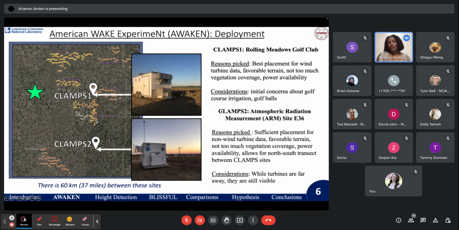So for Clamps 2, we decided on this location, which is the atmospheric radiation measurement, or ARM, site, E36 to be specific. The reason this place was picked is because it's a pretty good area outside the wind turbines. There's favorable terrain here too, so not too much vegetation cover. As we go further, I'll show maps of that so you can see. Power availability is here too for the ARM instruments, so we could use it as well. And it also is a nice place that allows for a north-south transect if we wanted to do that.